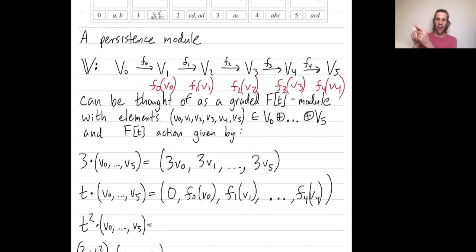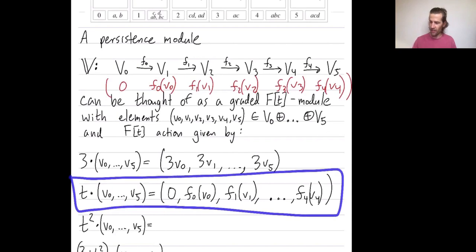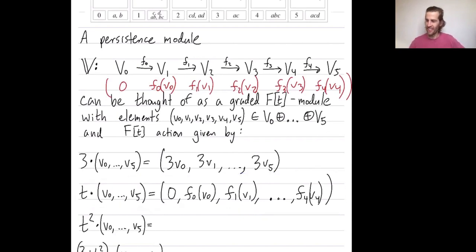You'll notice that the element little v5 has been pushed off the page. We're not using it at all. And there's nothing good to push into the slot V0, so we just put a 0 there. Okay, so in red, up above, you can see I've really just drawn T acting on V0 up to V5 down here.